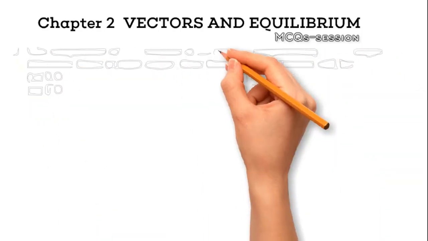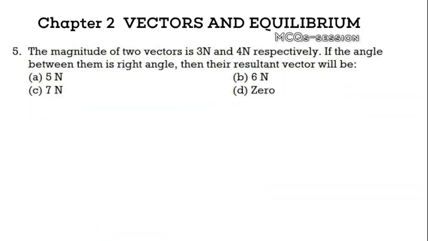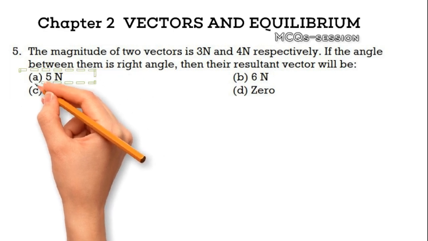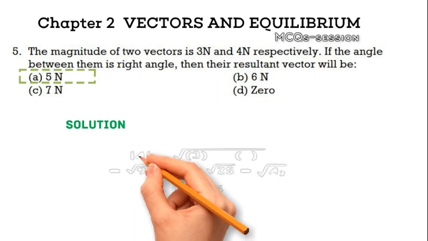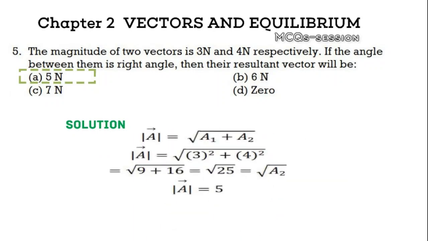Question 5. The magnitudes of two vectors are 3 newtons and 4 newtons respectively. If the angle between them is a right angle, what is the magnitude of their resultant vector? Options: A. 5 newtons, B. 6 newtons, C. 7 newtons, D. 0. Pause the video and make a guess. The correct answer is A. 5 newtons. Explanation: since the vectors are at right angles, we apply the Pythagorean theorem. 3 squared plus 4 squared gives us 25, and the square root of 25 is 5 newtons.